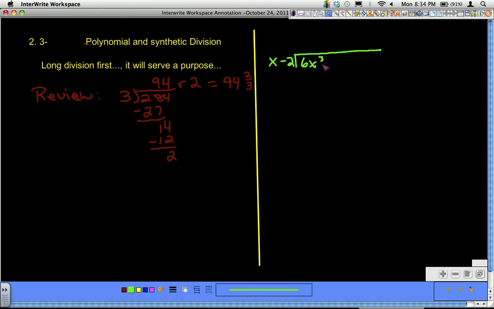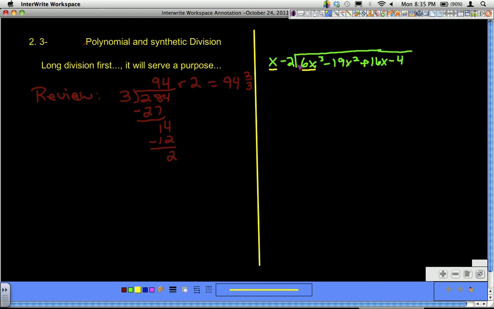6x to the third minus 19x squared plus 16x minus 4. Alright, there we go. Now we're going to do a couple different things here. And just like we did over here, we started out by seeing inside here divided by the divisor. We're going to do basically the same thing on this one, but we're only going to do parts. So we're going to look at the first part here and the first part here.